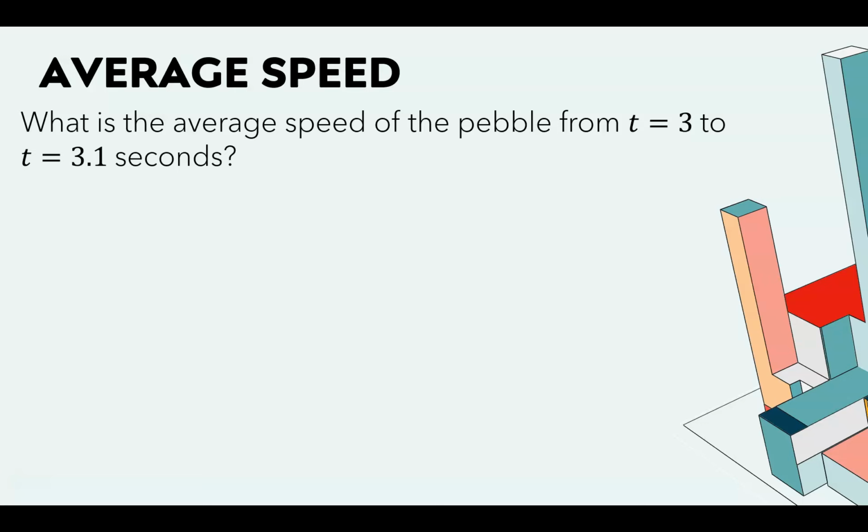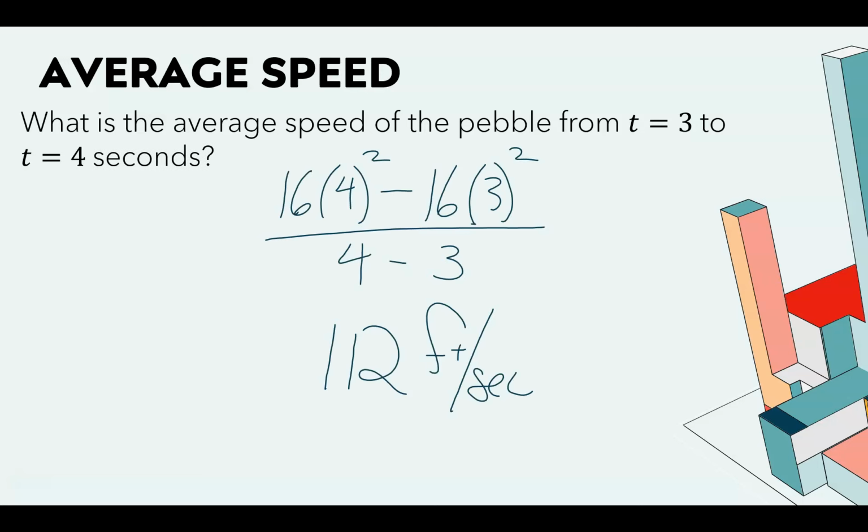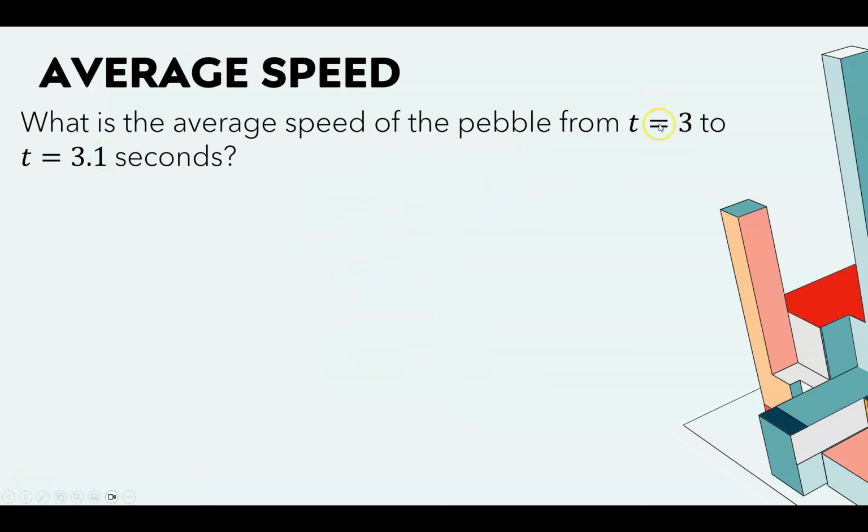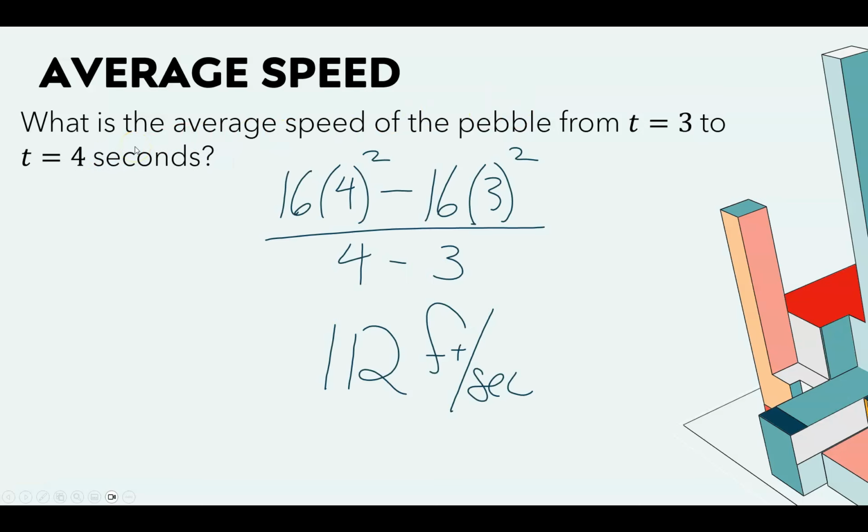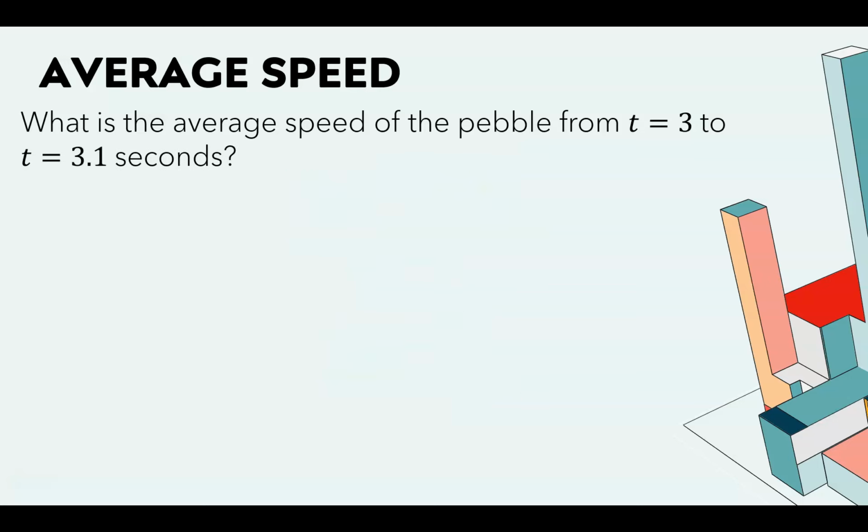So now let's calculate the average speed of the pebble from t equals 3 to t equals 3.1. Well, before we do that, maybe we think about, so the bird dropped the pebble. Is the pebble going faster at t equals 3 or t equals 4? T equals 4. So do you suppose the average speed of the pebble from 3 to 3.1 seconds is going to be more, less, or about the same as the average speed of the pebble from t equals 3 to t equals 4? In either case, we know how to calculate average speed of the pebble: change in position divided by change in time.